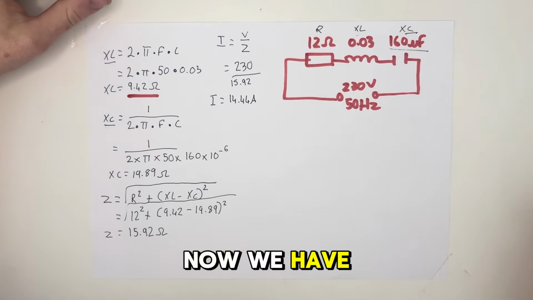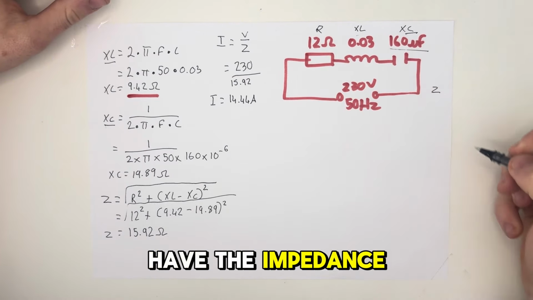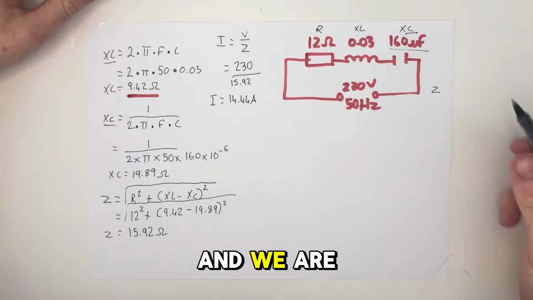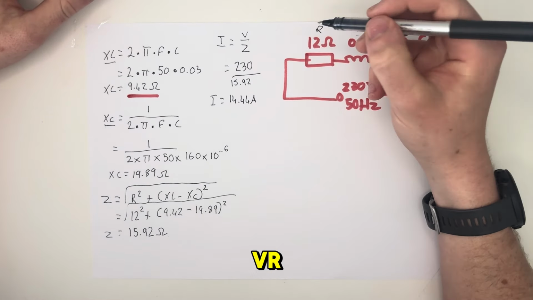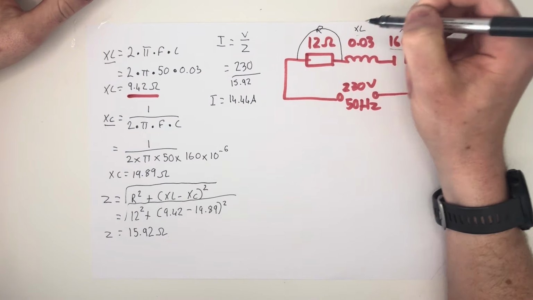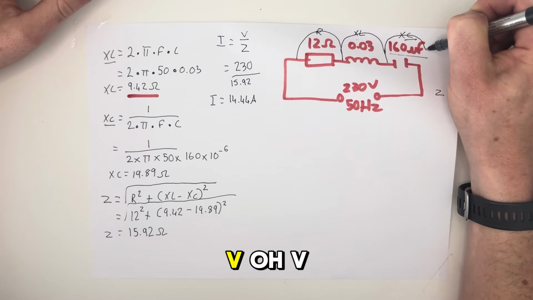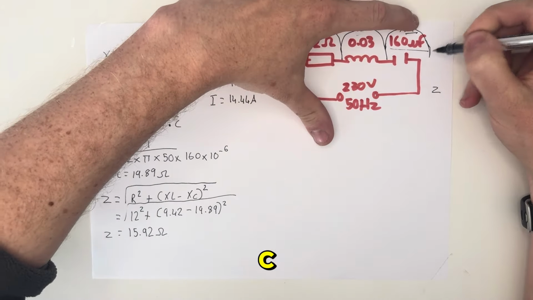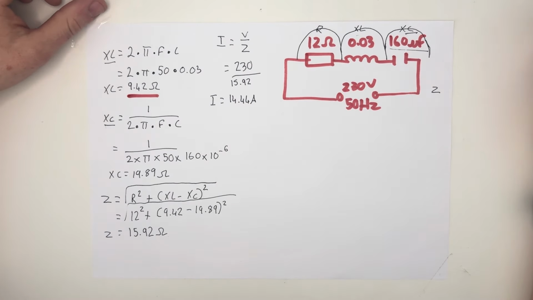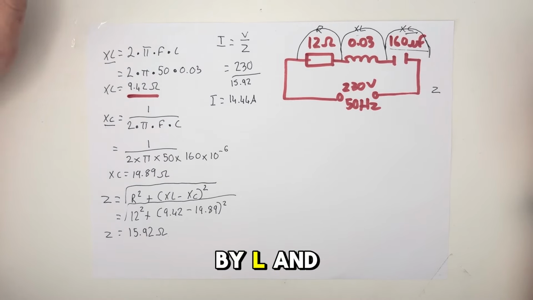Now we have R, XL, XC, and we also have the impedance. We are going to find VR, VL, and now VC. So VR, VL, and VC. Now this happens by us multiplying the amps by R, by L, and by C.